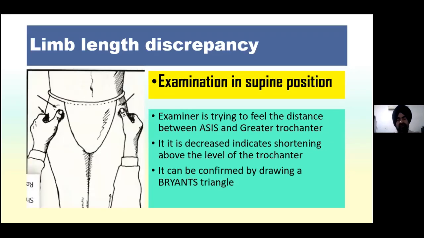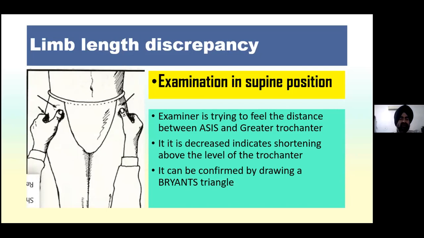Again, palpating the anterior superior iliac spine. How it is palpated? I'm showing it again and again because it is important how it is palpated. We are trying to feel the distance between the ASIS and the greater trochanter. If it is decreased, it indicates shortening above the level of the trochanter.